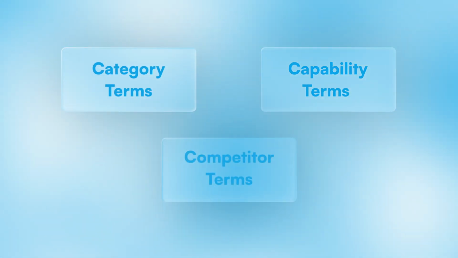I've mentioned it in some of my other previous videos, but the three keyword categories that we always go back to for our B2B clients are category terms, capability terms, and competitor terms.